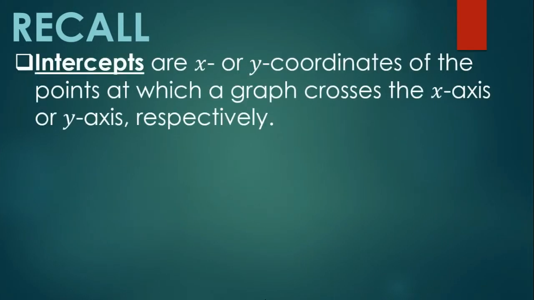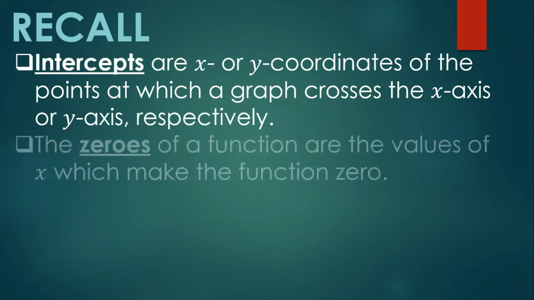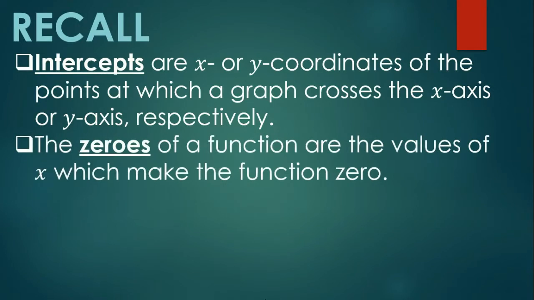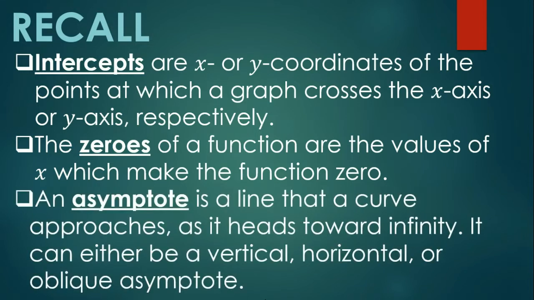Intercepts are the x or y coordinates of the points at which a graph crosses the x-axis or y-axis respectively. The zeros of a function are the values of x which make the function 0. An asymptote is a line that a curve approaches as it heads toward infinity. It can either be a vertical, horizontal, or oblique asymptote. So, you recall these terms kasi ito yung mga bagay-bagay na kukunin natin sa ating mga exponential functions under this lesson.